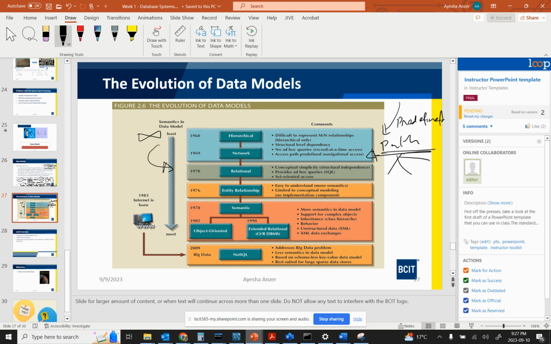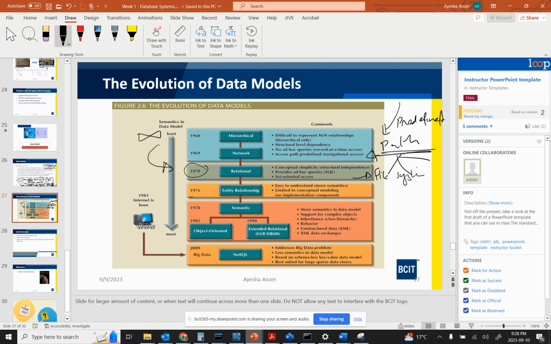In order to deal with those issues, we came up with the relational data model, which consists of SQL queries. It is simpler and structurally independent. If you remember, structural independence deals with file systems, which means if you make any changes to the file system, it will not affect its access control. This was developed in 1970.